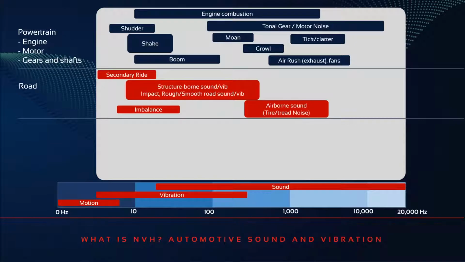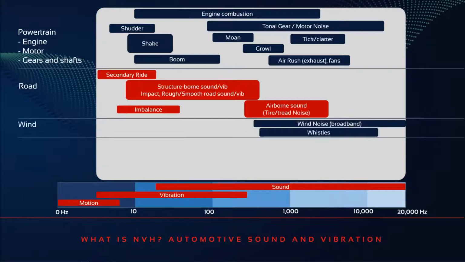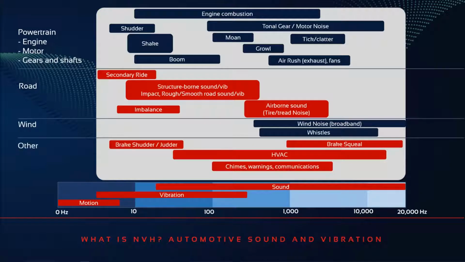It also includes road noise and vibration, from secondary ride to imbalances and structure-borne and airborne road and tire noise. Wind noise is another major component. And then we have anything and everything else on the vehicle that makes sound or vibrates. Brakes, HVAC, chimes and warning sounds, and so forth. All of this falls under NVH.